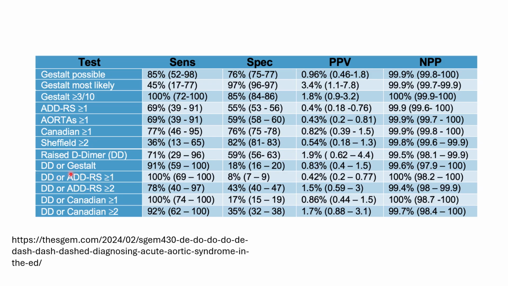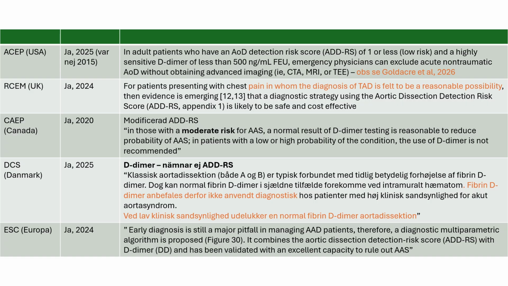Here's the D-dimer and the ADRS score above 1. It has a sensitivity of 100%, which is similar to this study, but the confidence interval is much greater, right? And the specificity is not as good. So maybe this study has to be validated. But nonetheless, this is what all of these guidelines have said.